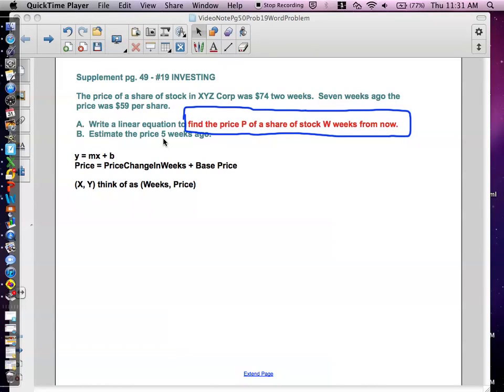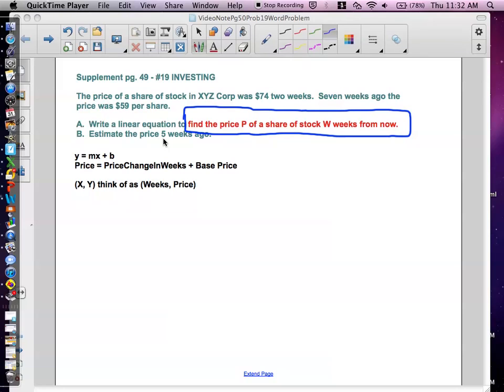Okay, this is word problem number 19 on the supplement page 49. It's exactly like numbers 19 and 20 on page 50. So let this model help you do 19 and 20 on page 50 by yourself. So the price of a share of stock in this corporation was $74 2 weeks ago.